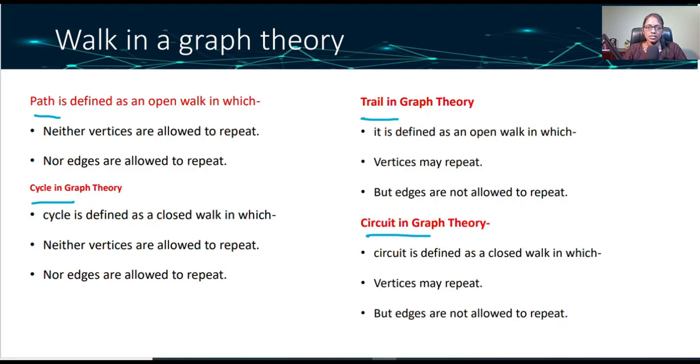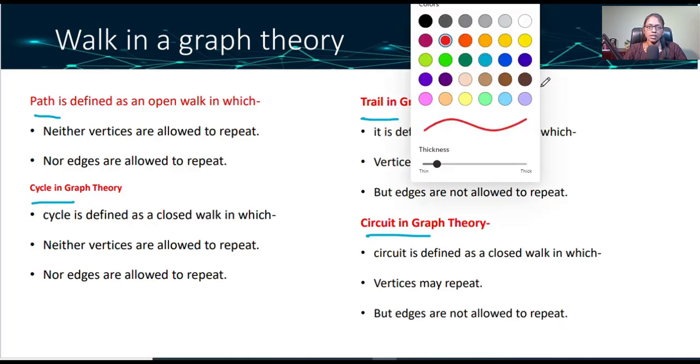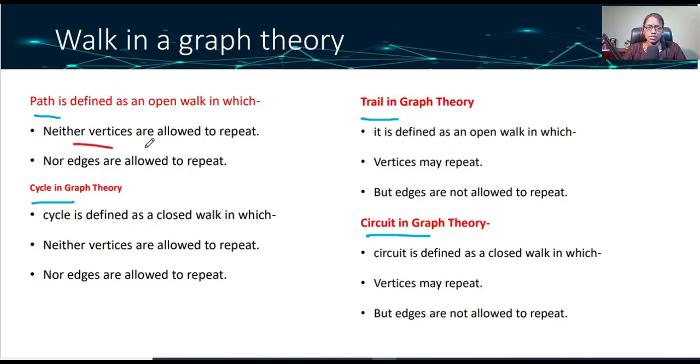A path is defined as an open walk in which neither vertices are allowed to repeat nor edges are allowed to repeat. Neither means not. So in a path, no vertices should repeat and no edges should repeat. Then it is called a path. For example, A, C, E. There are no repeated vertices in this sequence, and similarly, no edges are repeated in this sequence. This is called a path. So a path is: no vertices and no edges repeat. That's it. And the next one is cycle.